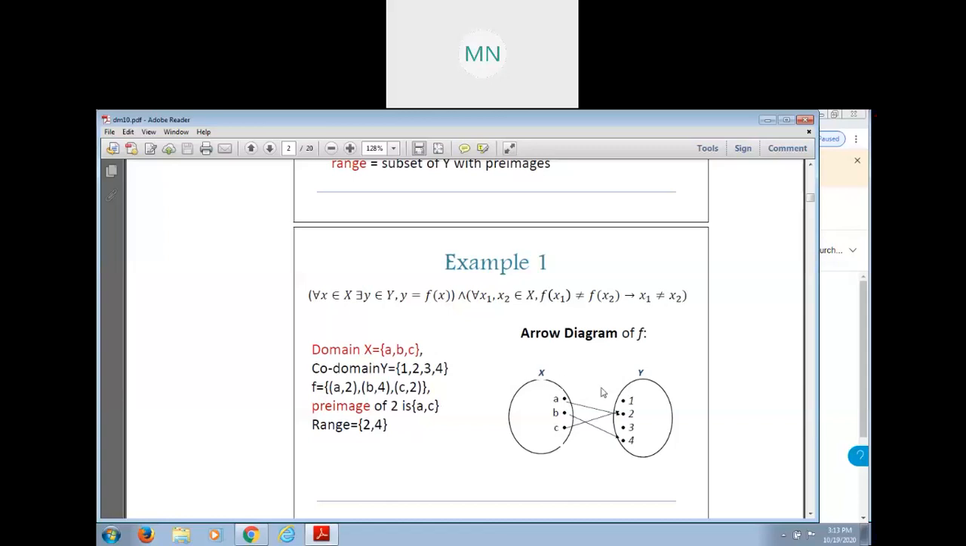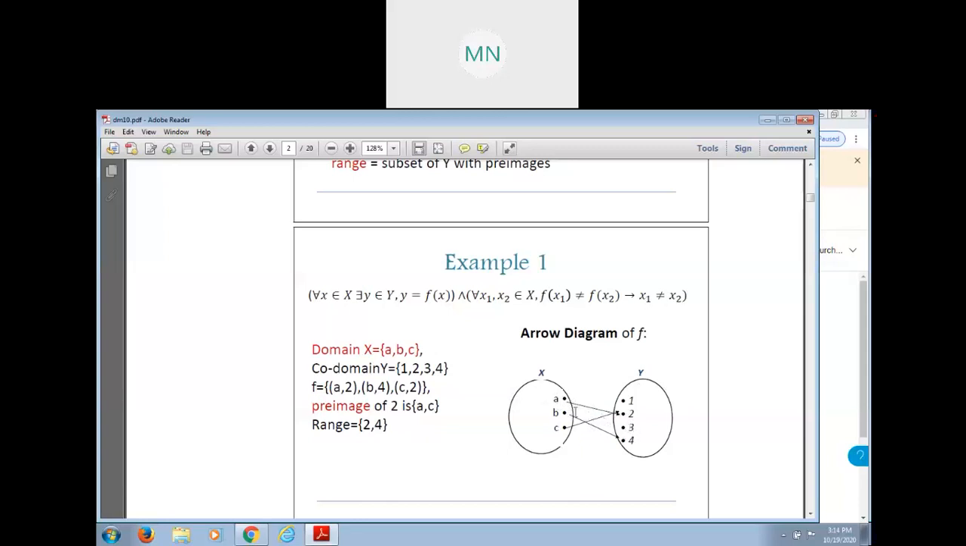See that X has how many elements? 3. They are A, B, C, and all are related with the second set. See that A is related with 2, but if A is also related with 3, then it is not a function.